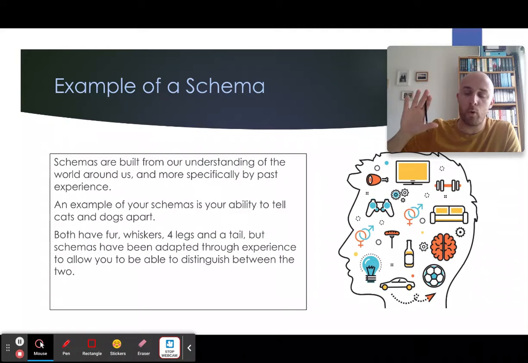Schemas, and here's a very important point about schemas that's definitely worth writing down. Schemas act as a shortcut for us to understand the world when we're in situations that we're not used to.